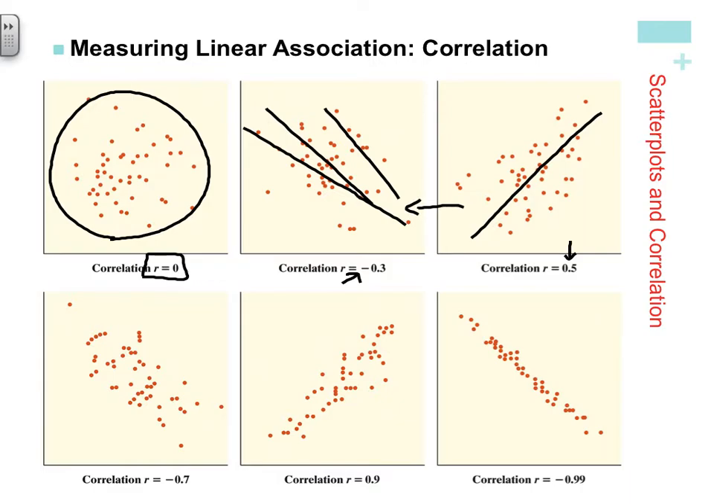Now 0.7, so now we're getting a little bit stronger. This one I would say moderate to strong for your 0.7. And again, this is looking like it's downward, so this is a negative association here. Getting a little bit stronger, but still not the best, so we would say moderate to strong. This is a strong relationship right here.